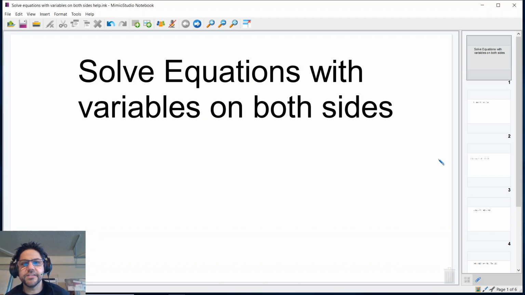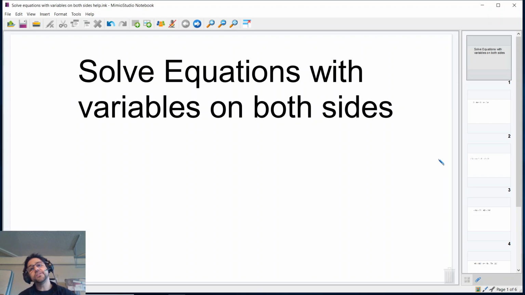Today we're going to be looking at solving equations with variables on both sides. If you remember from our previous discussion, we do need to look for combining like terms. And then of course we're also going to use our two steps: add, subtract, multiply, divide. But again, the small difference today is that variables are on both sides.